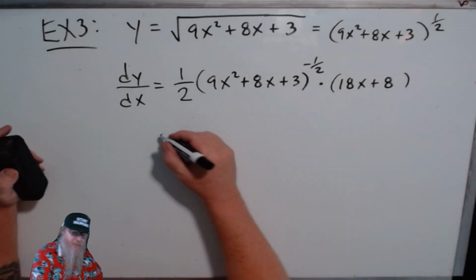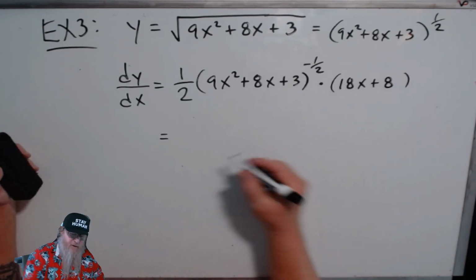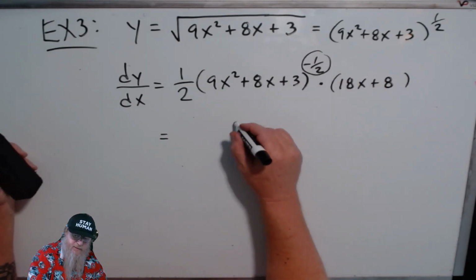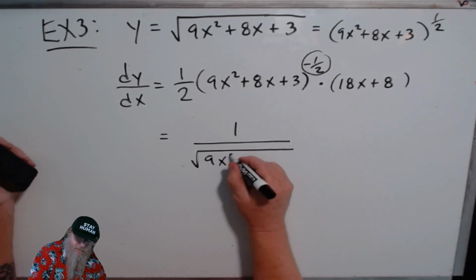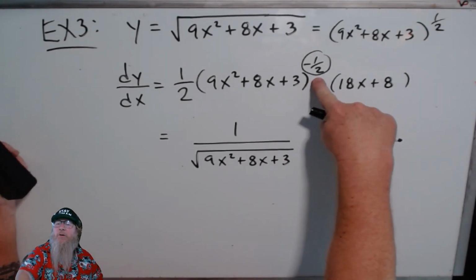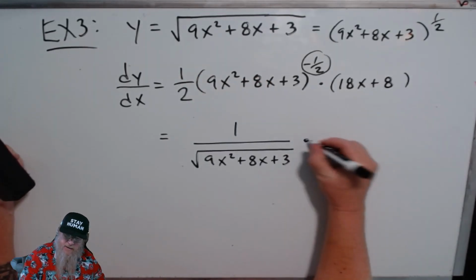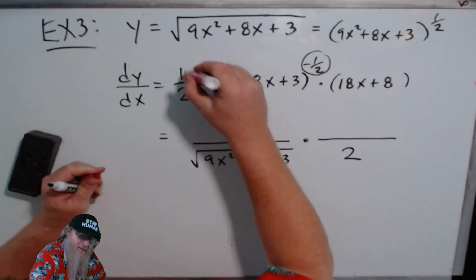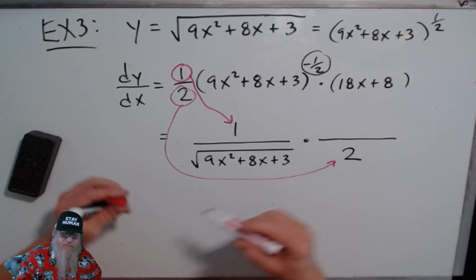I'm going to simplify this one a little bit. This is technically the answer. I'm going to do a little bit of simplifying. I'm going to write this as a square root in the denominator. Remember, 1/2 means square root, and the negative means it's in the denominator. I'm going to put the 1 here. And then I'm going to put the 2 over here. So I'm sort of splitting up the 1/2. I'm putting the 1 there, and I'm putting the 2 way over here. And you'll see why in a minute.